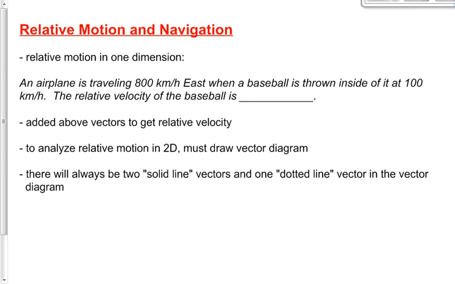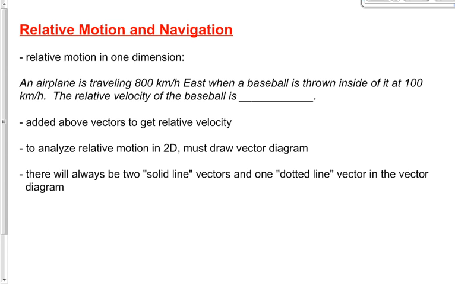The example that we gave you yesterday was that if you had an airplane traveling at 800 kilometers per hour, and you threw a baseball at 100 kilometers per hour, either to the front or the back of the airplane, then the velocity of the baseball relative to the ground, or the relative velocity of the ball, would be either 900 or 700, depending upon which way you threw it. How did we figure that out? Well, we added vectors together. We added 800 plus 100, or 800 plus negative 100. When we add those vectors together, we get the relative velocity, the velocity relative to the ground.